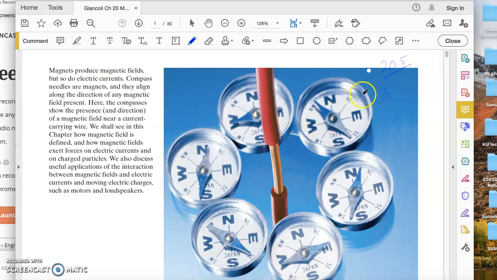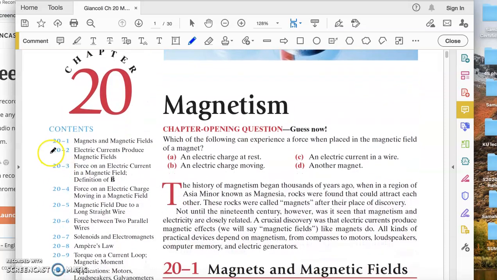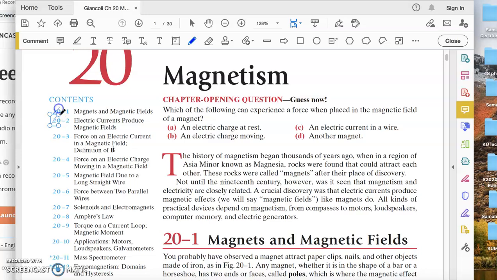We were talking about the direction. Today we will find out the magnitude of that magnetic field. Just to recall, sections 1, 2, 3, 4 and 5 are the sections which are included in the final exam. Alright, so from 1 to 5.